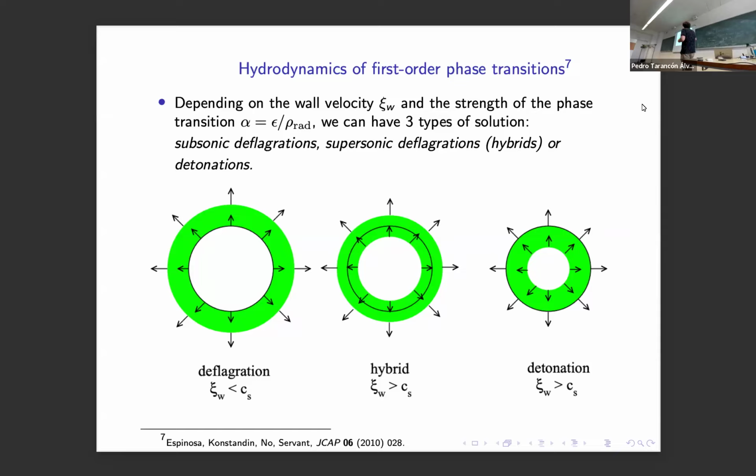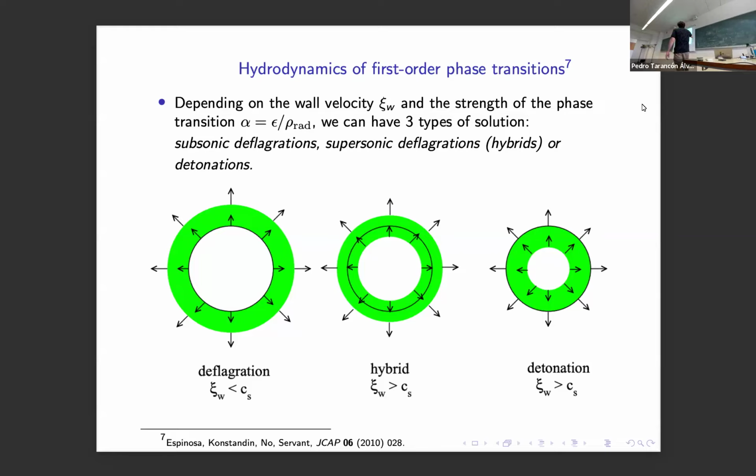And when this wall velocity goes above the Jouguet speed, which can be determined and will depend on the strength of the phase transition, it is the limit in which it is not possible to perturb the fluid in front of the bubble anymore, and this is known as a detonation. Of course, detonations and deflagrations have been extensively studied in combustion, for example. And in those cases, we will not have hybrids, since there is not an energy injection as we have in a first order phase transition.